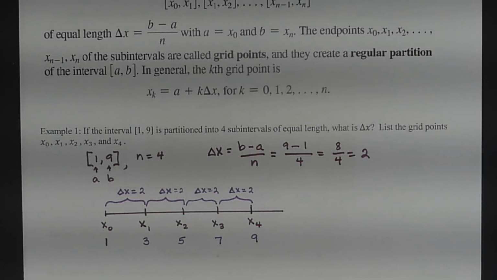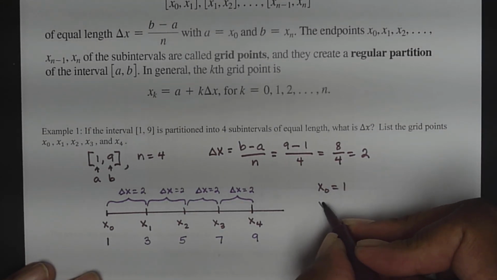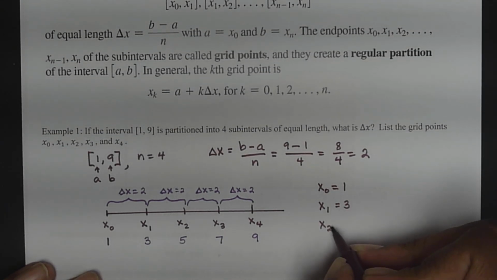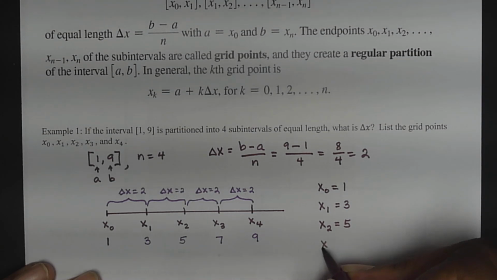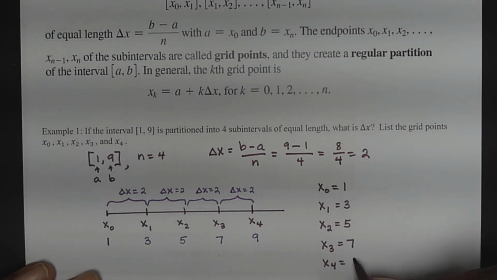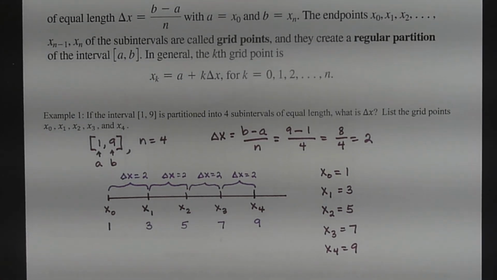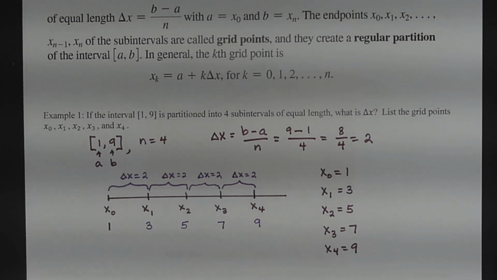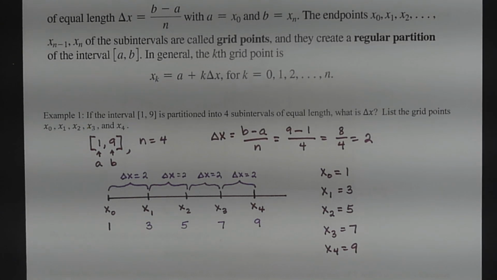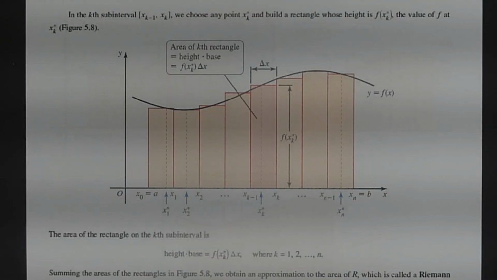So here's what I have. x of 0 is 1. x of 1 is 3. x of 2 is 5. x of 3 is 7. And x of 4 is 9. Okay. Those are my grid points for x0, x1, x2, x3, and x4. All right, next page, we'll look at this.